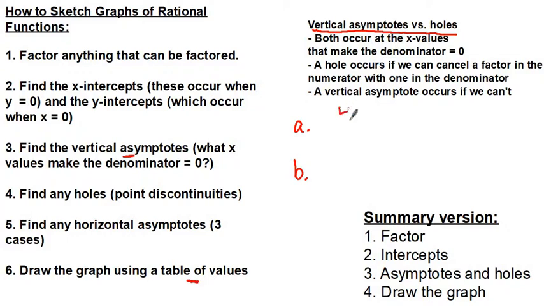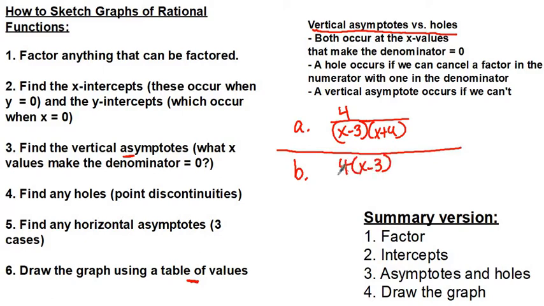Let's suppose I have 4 over (x minus 3) times (x plus 4). That's my first example. And then I have (4x minus 3) over (x minus 3) times (x plus 4). So obviously you can see they're very similar examples.